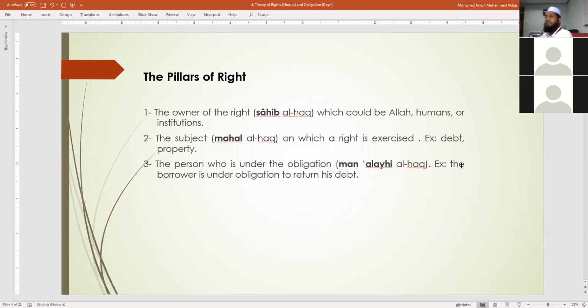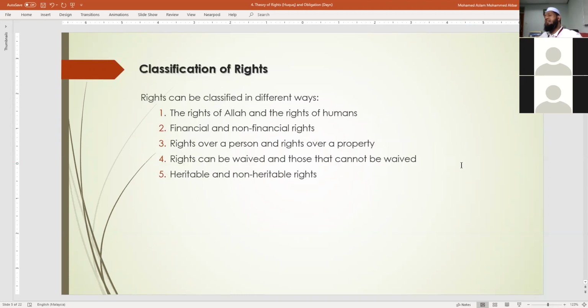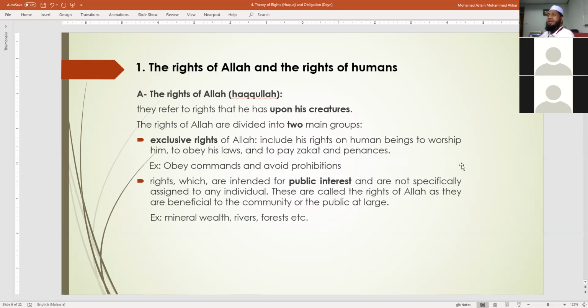All right. Okay, what are the classifications of the rights? We have five classifications of the right. The first one is the rights of Allah and the rights of human. And then we're going to talk about the combined rights. That is also a quite interesting part to talk about, because there are certain things where Allah and human come together.